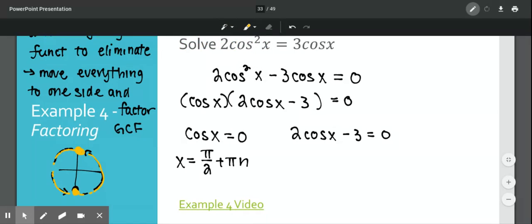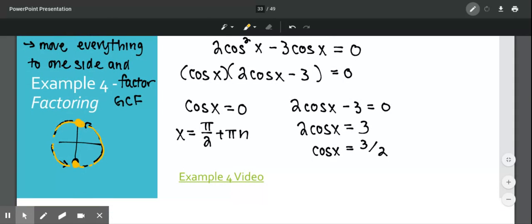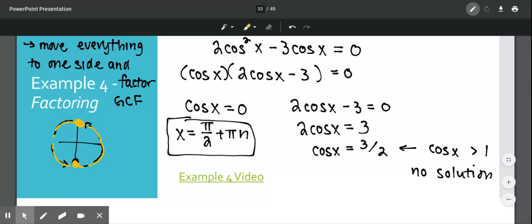Over for this other factor, we would get 2 cosine x equals 3, or cosine x equals 3 halves. Now we know on the unit circle, cosine only goes up to 1. So if our cosine or our sine values are greater than 1, so here, because cosine of x is greater than 1, there's no solution for that part. Right? That's not going to contribute to any solutions. So our only solution would be at pi over 2 plus pi n.